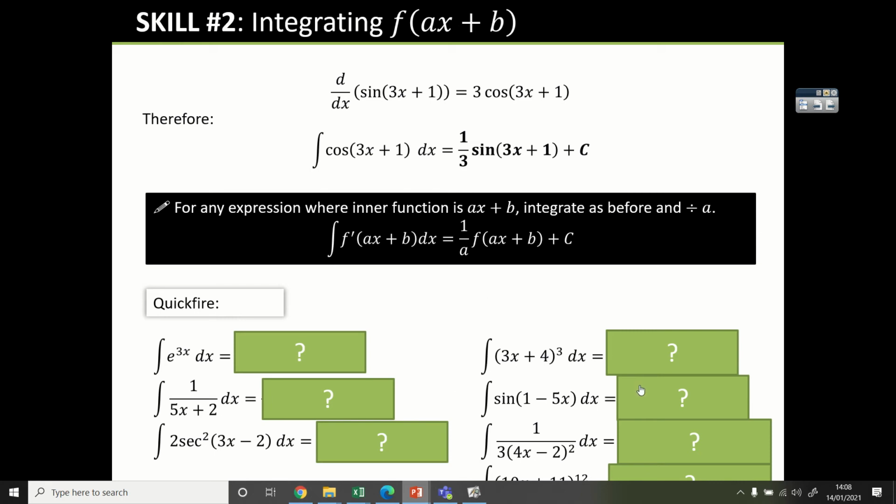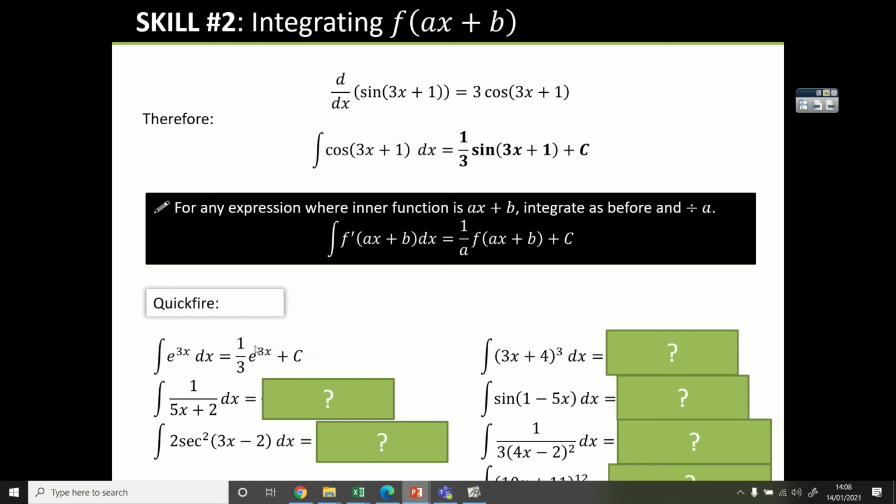I'm going to do the questions on here, and then there's a slide of them that I'd like you to do for today's lesson. Bear in mind your list of common antiderivatives as well. The main function you need to know what the antiderivative is. Okay, e to the 3x. That's exponential. We know that integrates back to itself, but there's a 3x, so we're going to divide by 3. So it's 1/3 e to the 3x plus c.